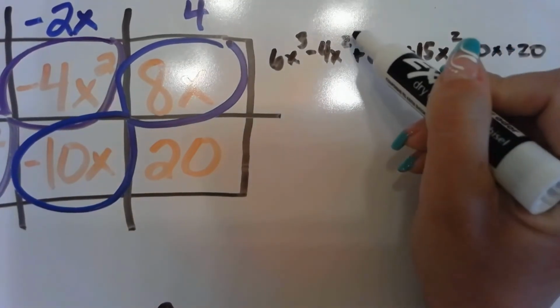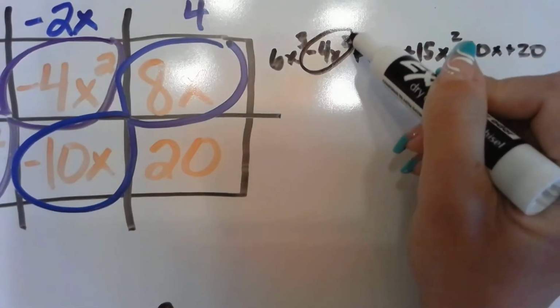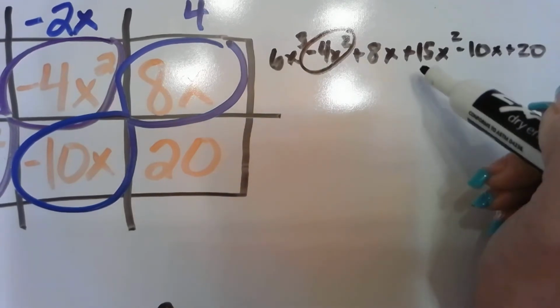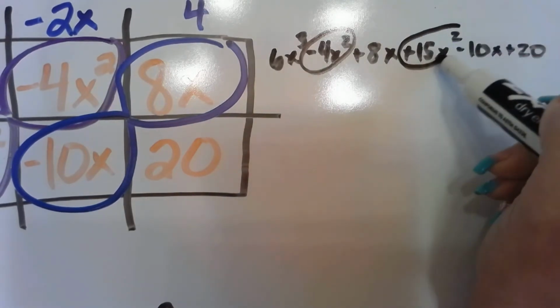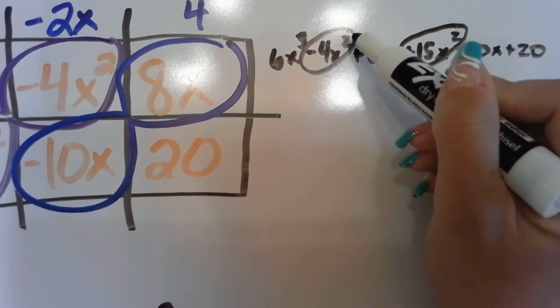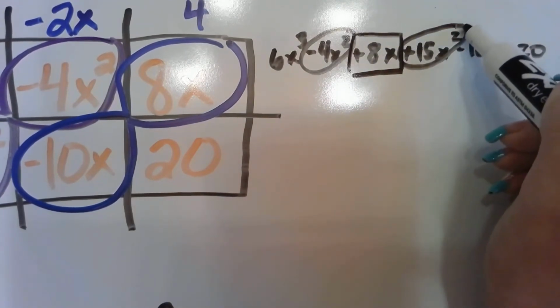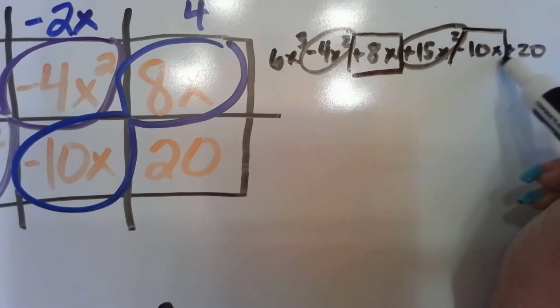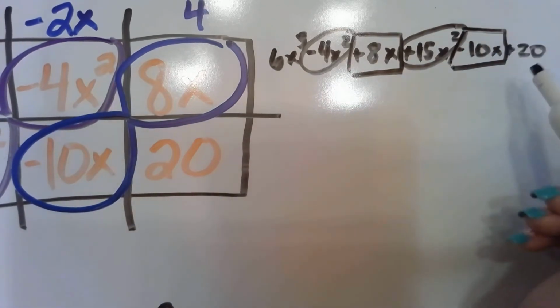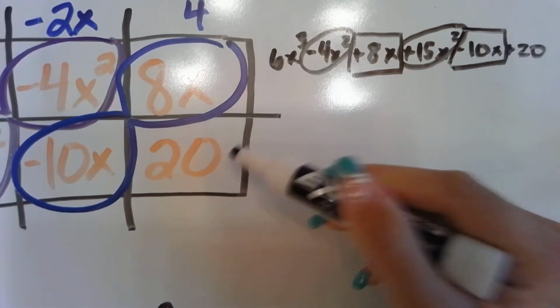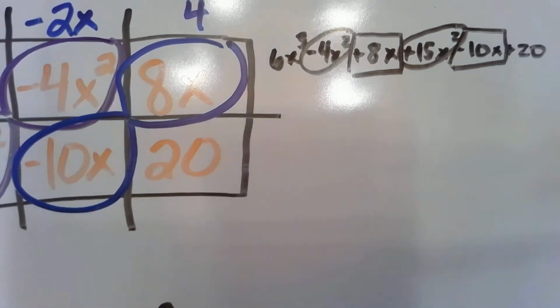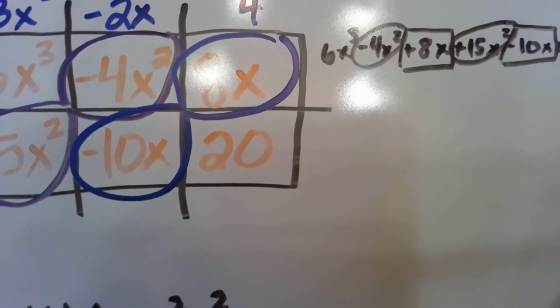Then we would combine our like terms. So the negative 4x squared goes with the 15x squared, and the 8x combines with the negative 10x. And nothing combines with the 6x to the third and the 20. So let's go ahead and combine these.